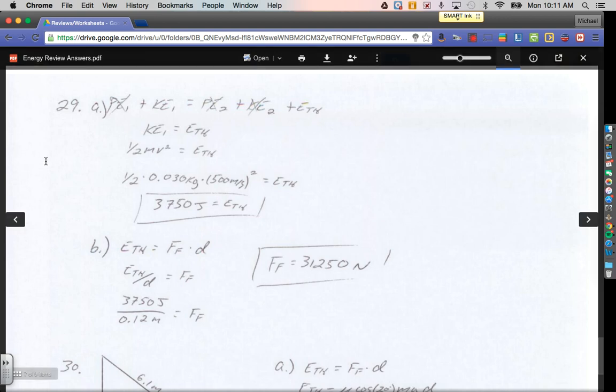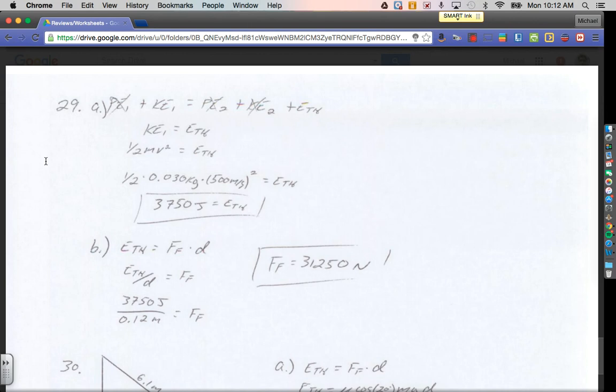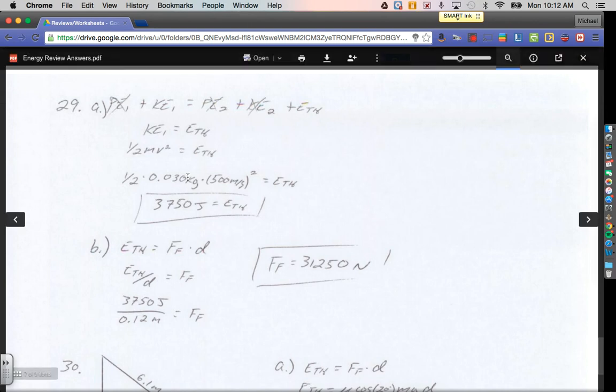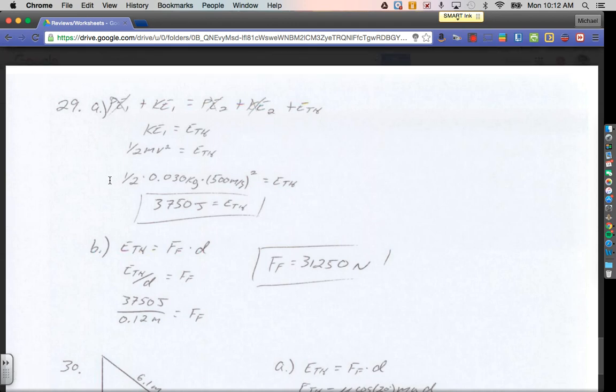Here are the answers to numbers 29 and 30 from your energy review paper. 29, a 30-gram bullet, which we will be converting to 0.030 kilograms, with a horizontal velocity of 500 meters per second, comes to stop 12 centimeters inside of a solid wall. 12 centimeters, by the way, is 0.12 meters.